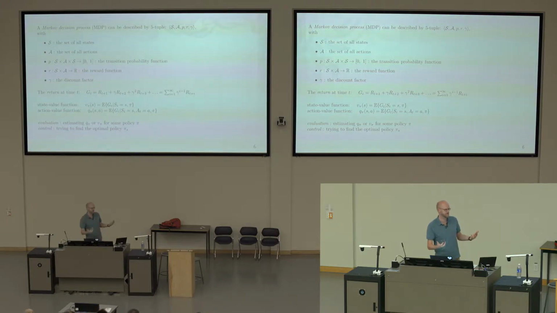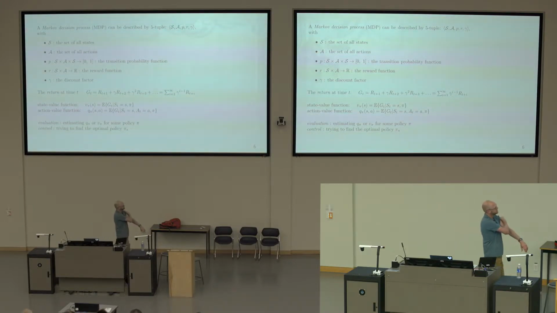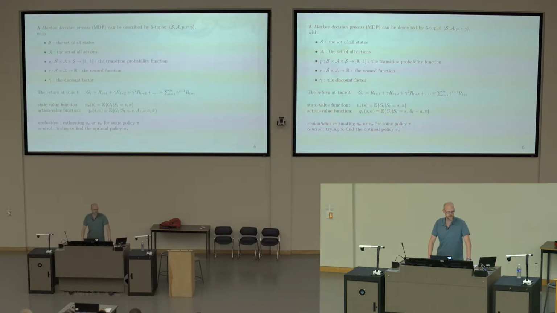And so there are two tasks that are good to know the name of. The evaluation task simply means that I'm given a particular policy pi, and what I want to do is evaluate those two functions. So I want to approximate Q pi or V pi. But the more interesting problem, and the one I'm mainly going to be talking about, is the control problem, where for a given MDP you want to learn what the optimal policy pi star is.